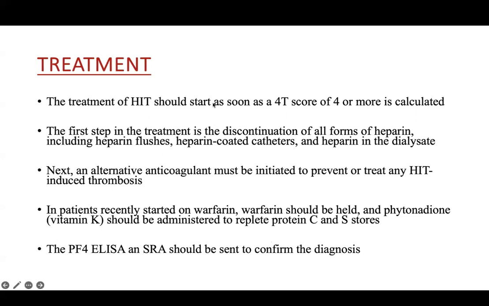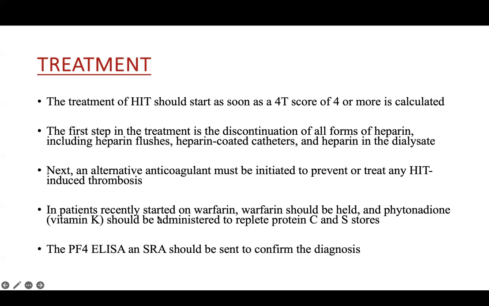So the treatment of HIT should start as soon as the 4T score of 4 or more is calculated. As I've already discussed, if the score is 4 or more, you have to start the treatment of HIT. The first treatment is you have to stop the heparin. Next, an alternate anticoagulant must be initiated to prevent or treat any HIT-induced thrombosis. As I've already discussed, HIT itself can cause thrombosis because of the activation of platelets. So you have to start an alternate anticoagulant, otherwise this thrombosis may lead to life-threatening conditions.